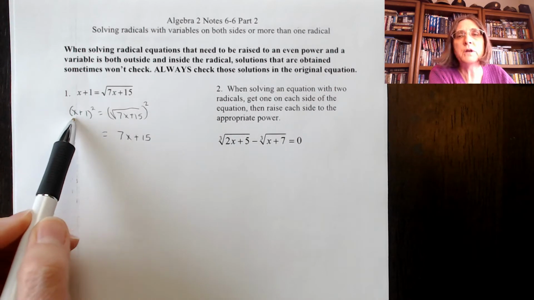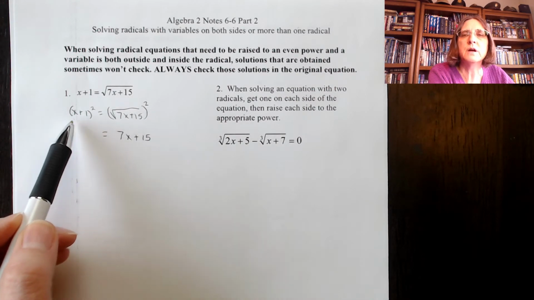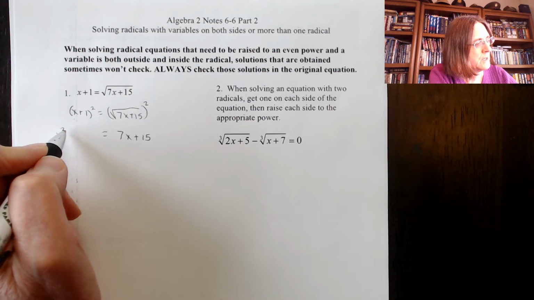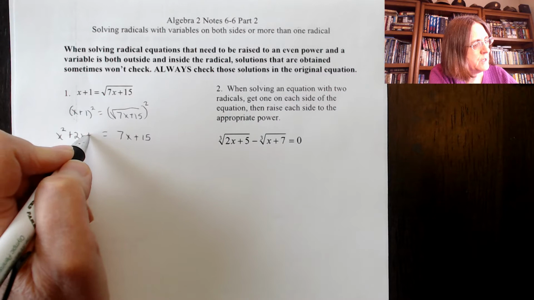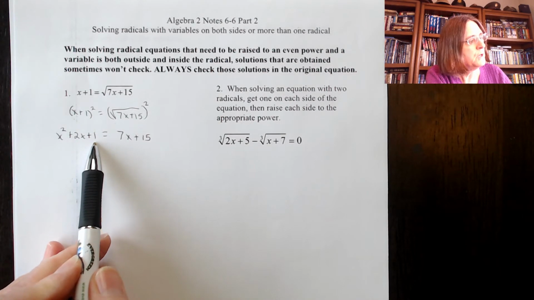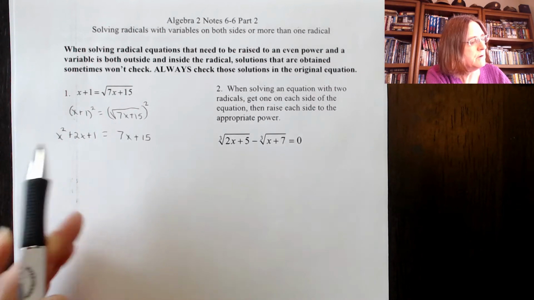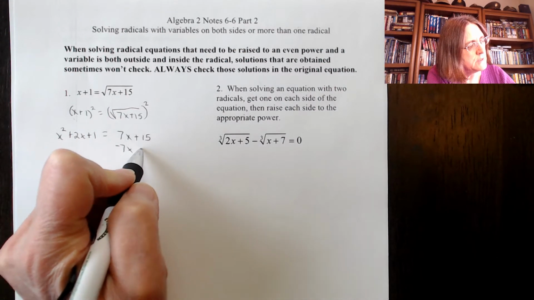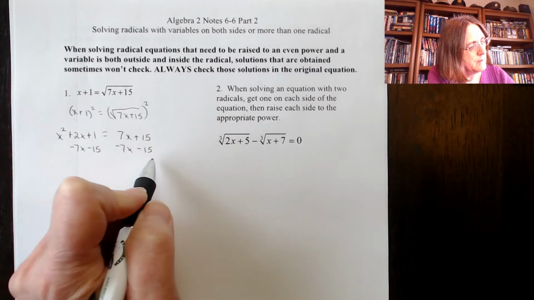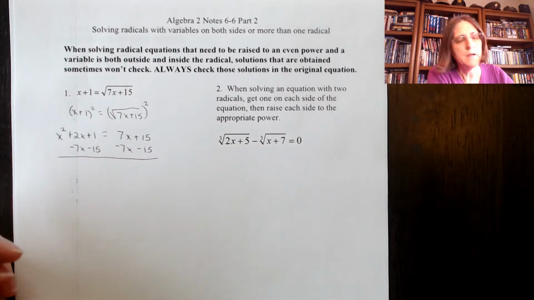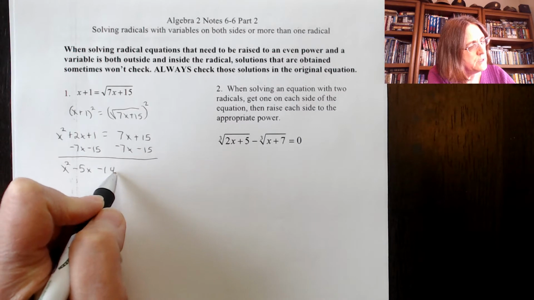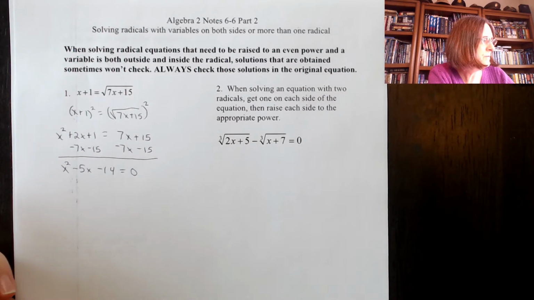On the left side of the equation, we have the binomial squared, so we have to multiply that out using first, outer, inner, last, and we would get x squared plus 2x plus 1. We have a quadratic equation, and anytime we have a quadratic equation, we solve by getting one side equal to 0. So let's subtract 7x and 15 from both sides of the equation. That leaves us with x squared minus 5x minus 14 is equal to 0.